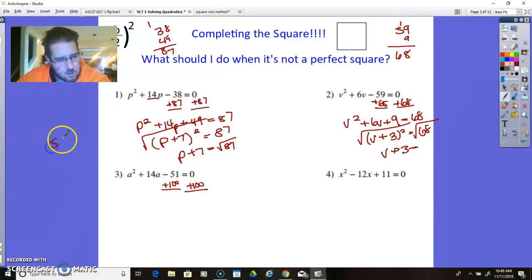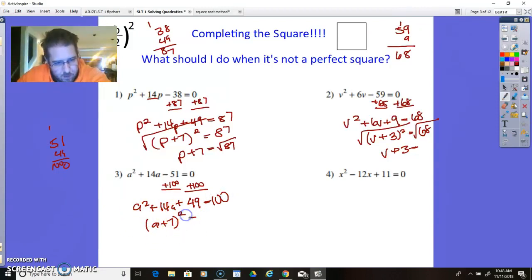Perfect. Because it takes 51 just to get back to 0, plus another 49 on top of that makes 100. So a squared plus 14a plus 49 equals 100. This is now a perfect square of a plus 7. That's what we wanted. So we can use the square root method, and this is now perfect. The square root of 100 is both positive and negative 10.